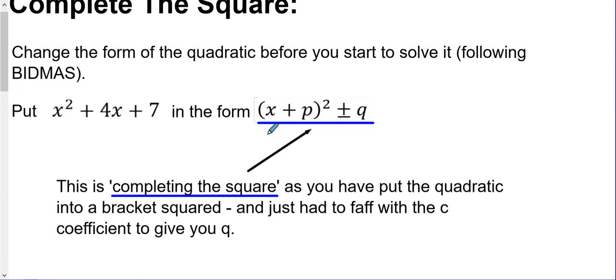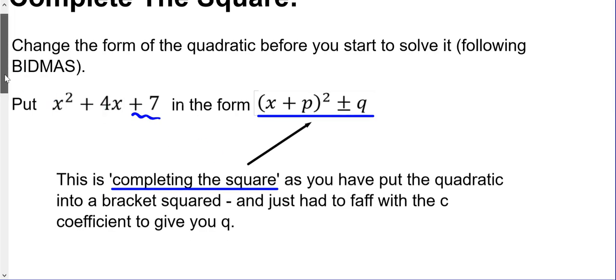It's called completing the square because we put it into a single bracket squared, and then we'll just have to mess around with this number outside to make sure it matches up with this number if we expanded it.